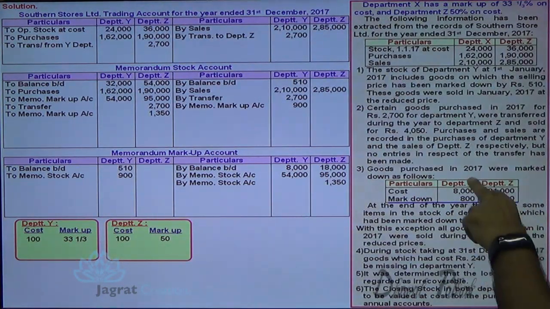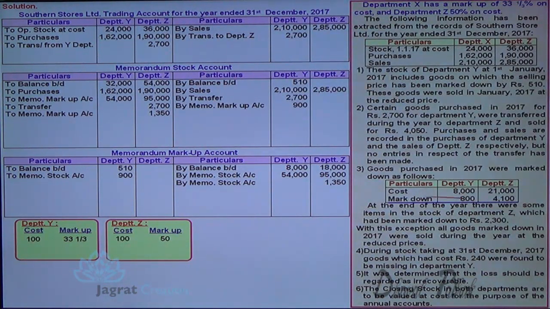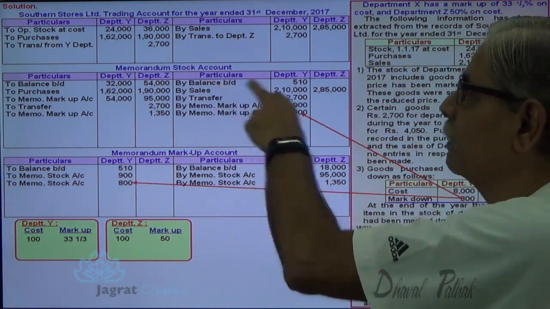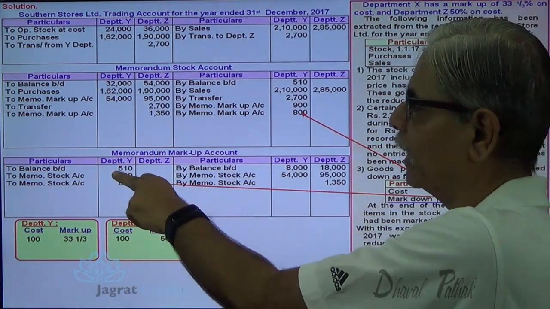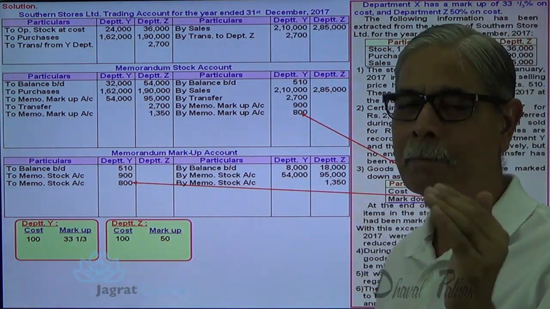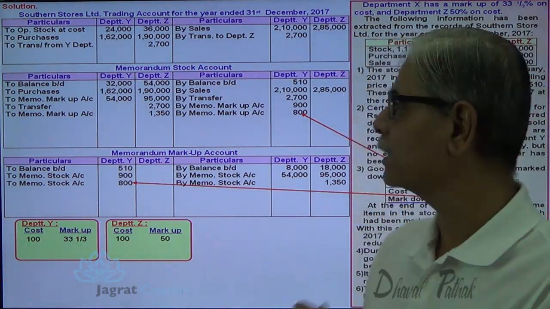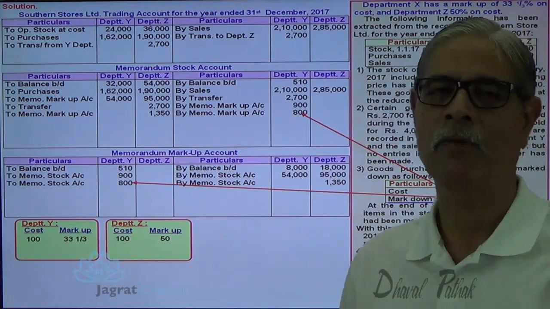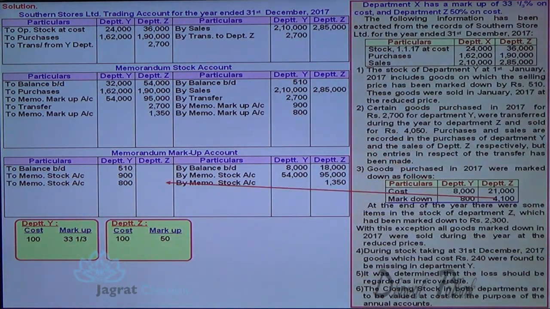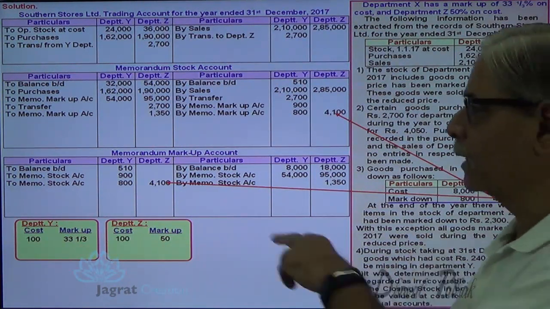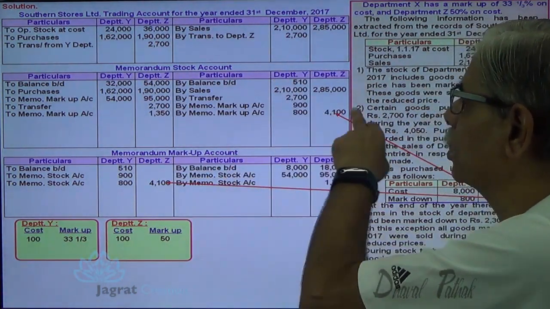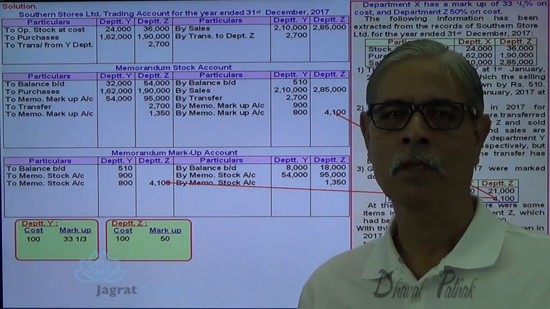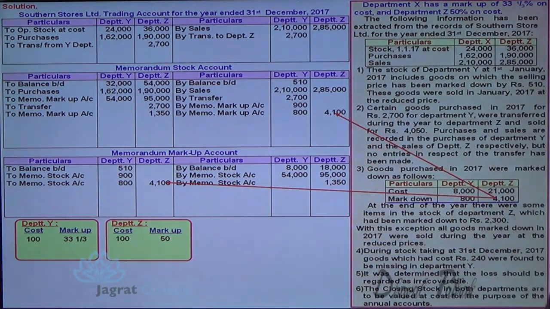Now here there is a markdown, Department Y, markdown is 800. So where there is a markdown, Y department account debit, here credited. Remember, there was a markdown of 510 in opening stock. We have recorded the entry, debit and credit here. Here also there is a markdown of the goods available for sale. Same way, the 800 entry is to be recorded exactly on the same lines that you have understood for 510. Similarly, 4,100, markdown, Z, markup account debit, stock account credit, 4,100. Now, this is how this effect is given.